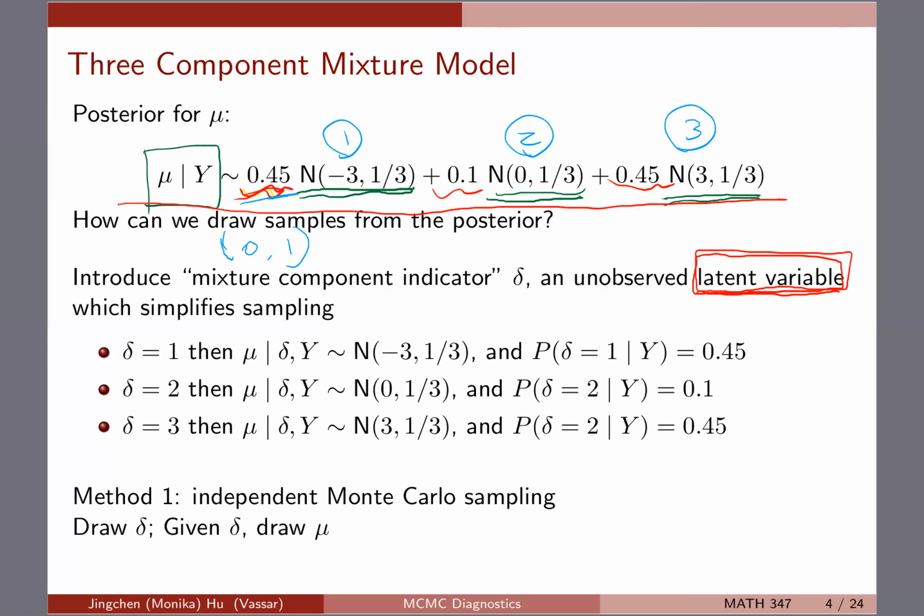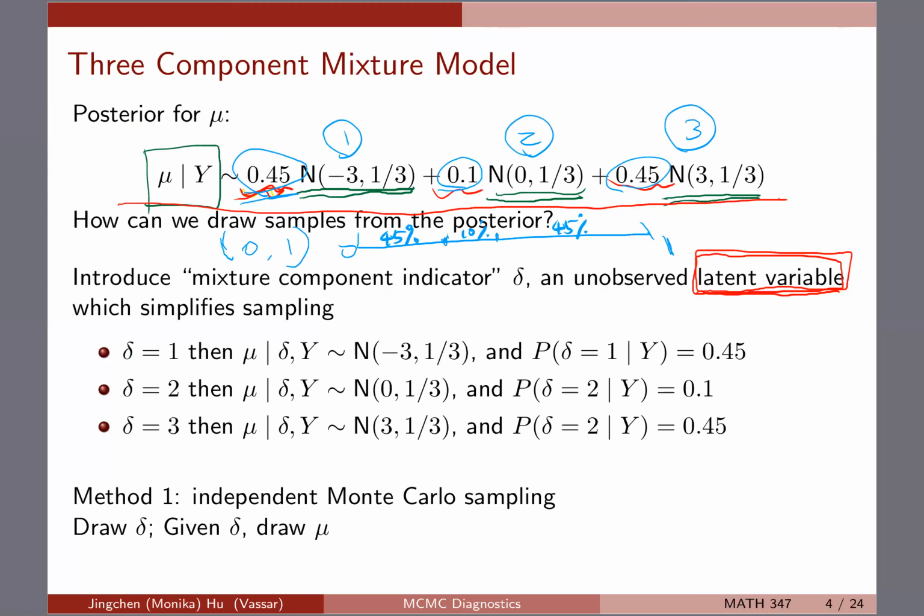Okay. And then think about 0 to 1. 0, 1. And then think about the weights over here. It's 45%, 10%, and 45%. I'm doing a really bad drawing over here, but I was trying to say that this is 45%, this is the 10%, and this is the 45%, okay?